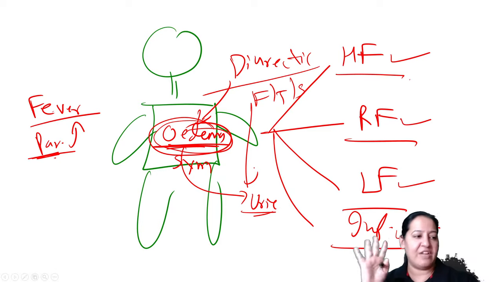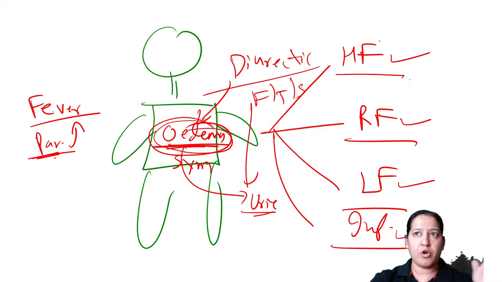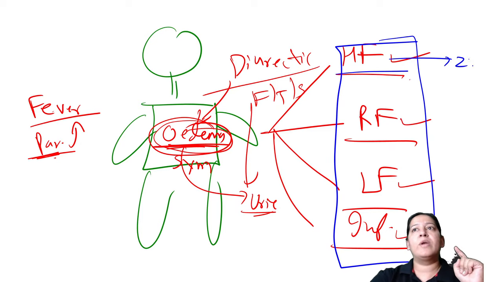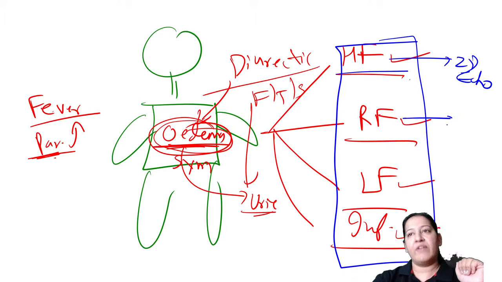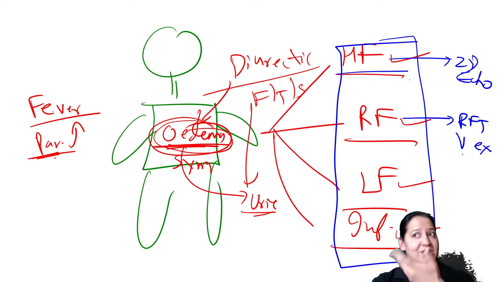So you have to identify your job. You are a doctor, no? A patient is coming to you with symptoms. You have to find out what is the cause of the edema. For heart failure, do a 2D echocardiogram to find out whether heart failure is the cause of edema, yes or no. For renal failure, do an RFT in the blood and do urine examination, the routine urine examination, to see the protein excretion in the urine.